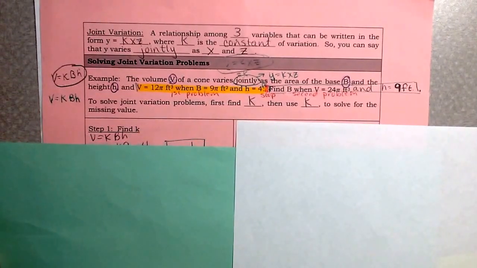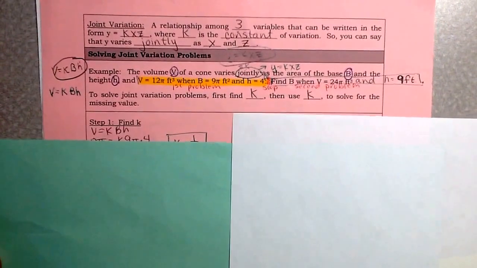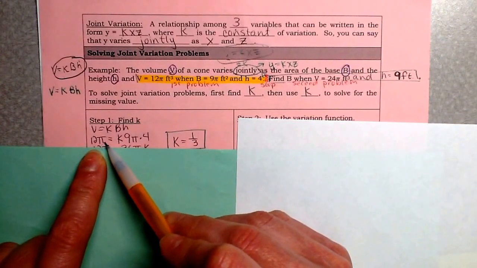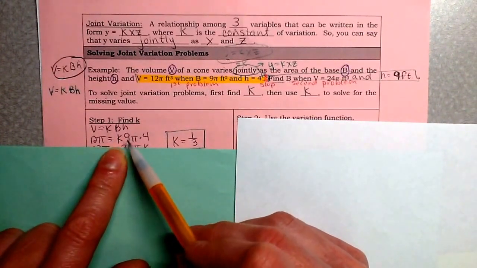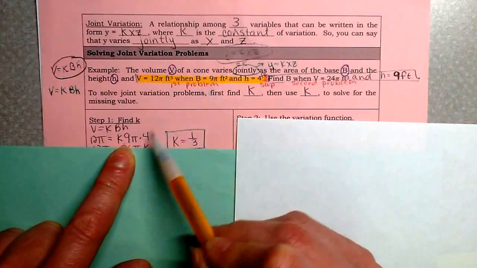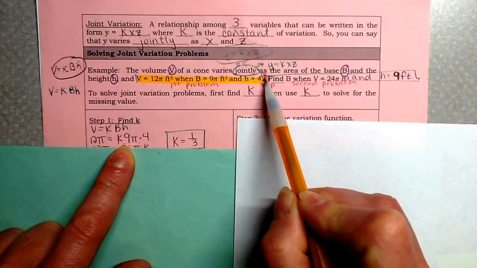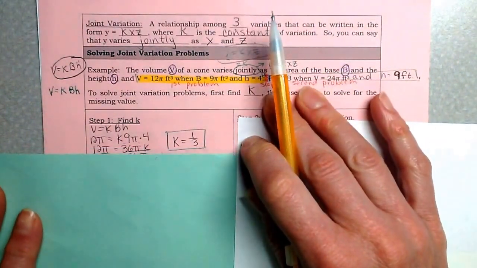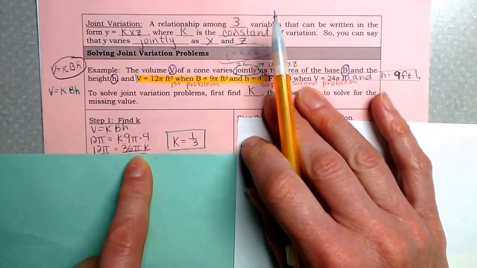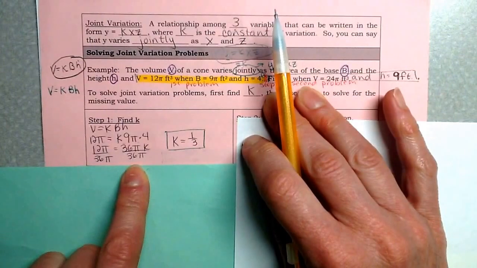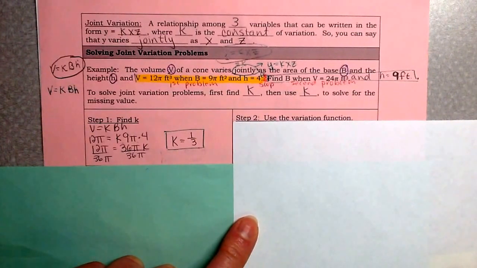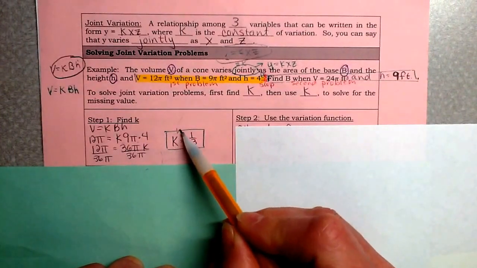We have v equals k times the base times the height. So again, we're going to use just the first piece of information. So we're going to substitute these values, 12 pi, and you can put your units in if you want to, times k. Our base is 9 pi, and our height is 4, and that should say feet there. The units are left off. So we're going to solve, just simplify this side, which is 36 pi k, divide each side by 36 pi, and we have k equals 1/3. Now we're going to go to step 2, where we're going to use the variation function, and we're going to use k now that we have it.